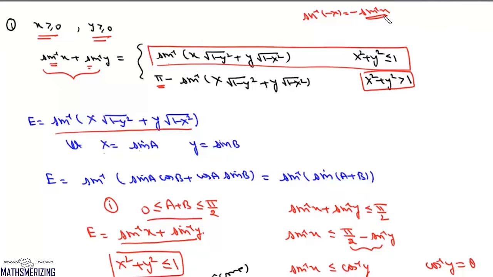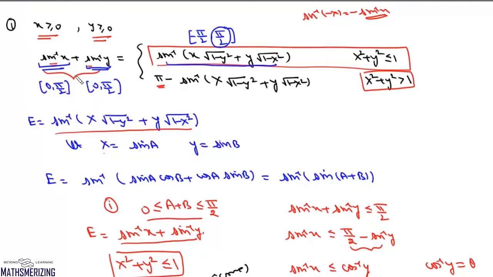Now, why are we getting two different results? We are getting two different results because the principal value range of sine inverse x when x is greater than or equal to 0 is from 0 to pi by 2, and for sine inverse y also it will be from 0 to pi by 2. Any sine inverse has a range from minus pi by 2 to plus pi by 2. So sine inverse x under root 1 minus y square plus y under root 1 minus x square can take the maximum value of pi by 2. So this formula is valid when the sum of these two angles on the left is less than or equal to pi by 2.